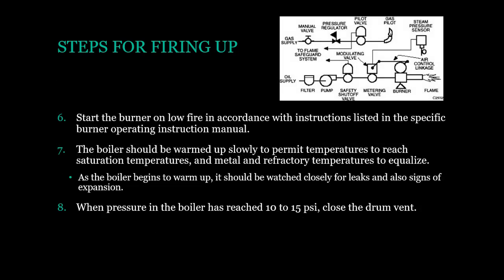Steps for firing up. Start the burner on low fire in accordance with instructions listed in the specific burner operating instruction manual. The boiler should be warmed up slowly to permit temperatures to reach saturation temperatures and metal and refractory temperatures to equalize. As the boiler begins to warm up, it should be watched closely for leaks and also signs of expansion. When pressure in the boiler has reached 10 to 15 psi, close the drum vent.